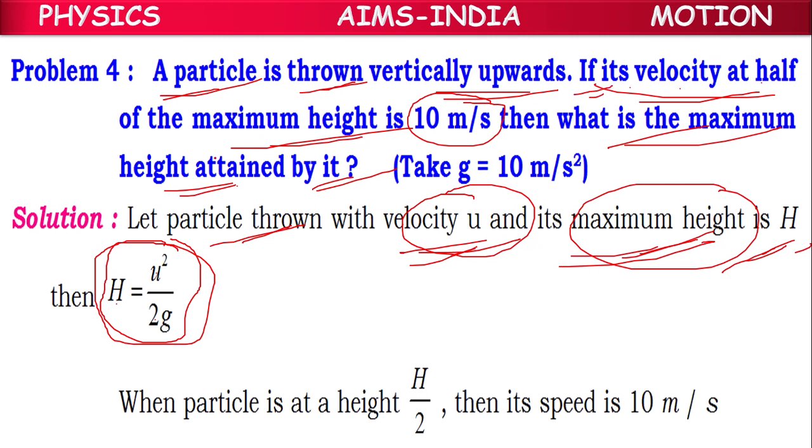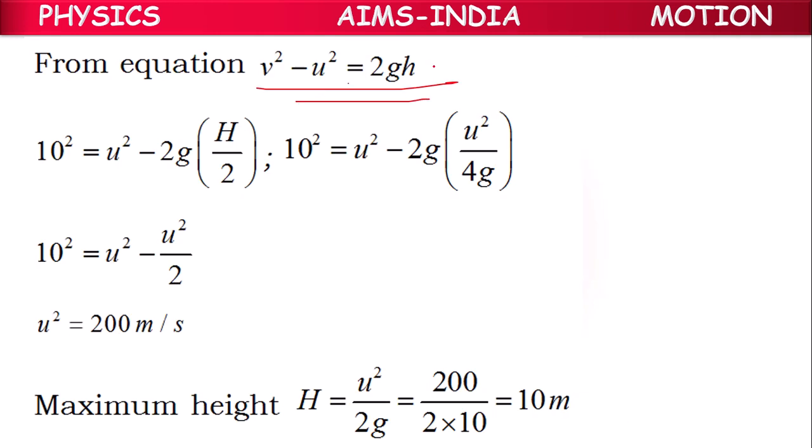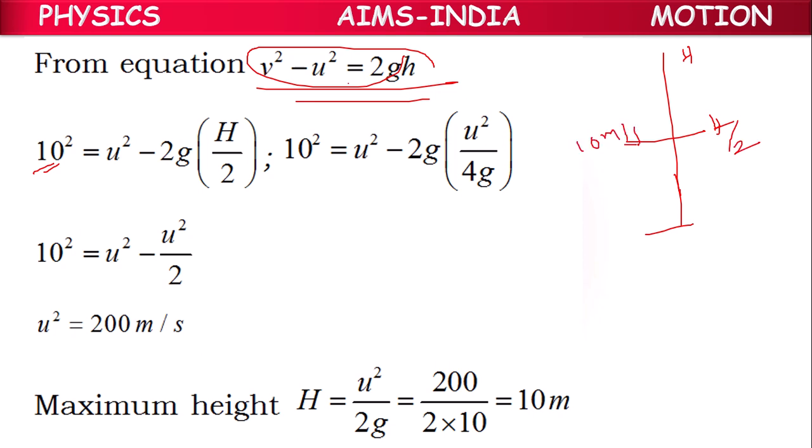Again, what hint they have given: if its velocity at half of the maximum height is 10 meter per second, means when the particle is at h by 2, velocity is 10 meter per second. That is the hint they have given. So we know the formula, v square minus u square equals 2gh for vertically projected bodies. So v is 10 meter per second at half the height, h by 2, u we don't know. So 10 square, u square, 2g, distance h by 2. So 10 square equals u square minus, h value u square by 2g, by 2 means it becomes u square by 4g. g cancels, 2 times 4, u square by 2 will come. So 10 square equals u square minus u square by 2, means 2u square minus u square, it becomes u square by 2.